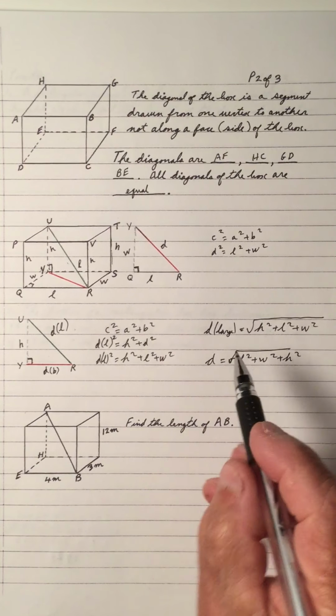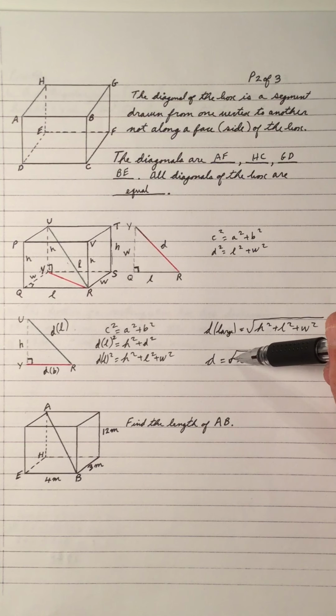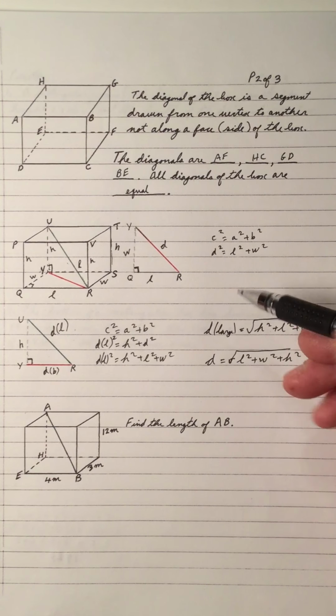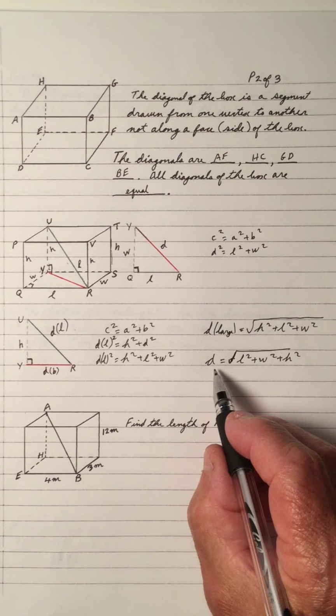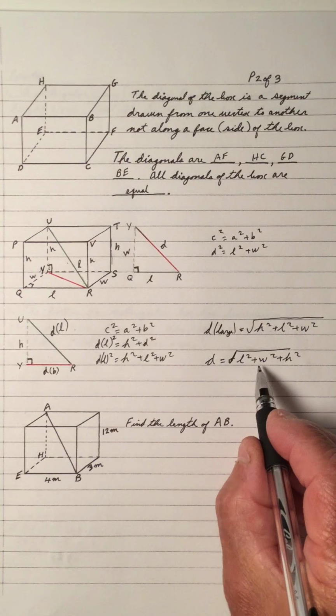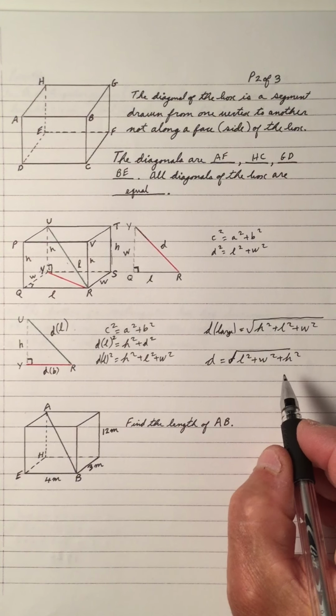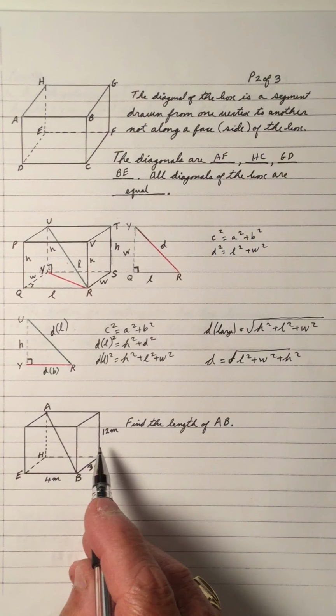So the three dimensions of the box, the length, the width, and the height, the square root of all of those squares is the length of the diagonal of the box. So that's a quick way to do it. The diagonal of the box is the square root of the length squared plus the width squared plus the height squared. So let's go on and do an example of that.